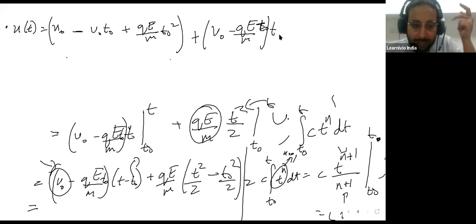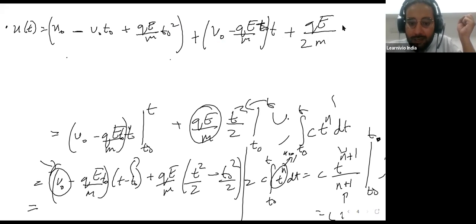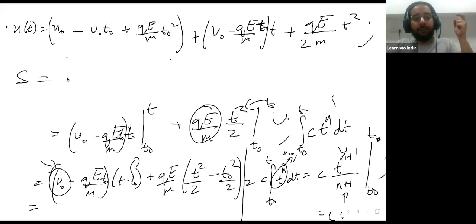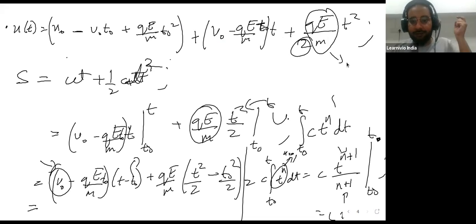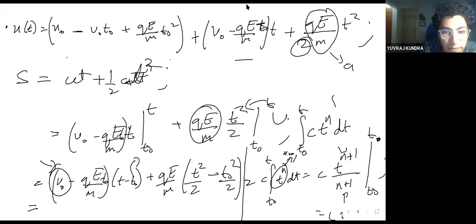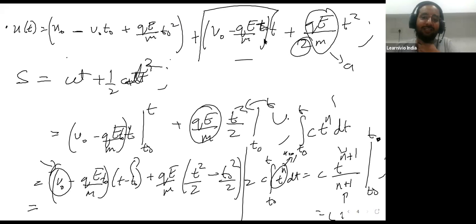So the first order term has come. Second order term is the t square term. So what is the second order term? qE over 2m t square. So let's compare it to s equal to ut plus half at square. Half at square. This is your a, and the t square has come. Lovely. Now, what about this thing? What about this weird monster here? What is this?